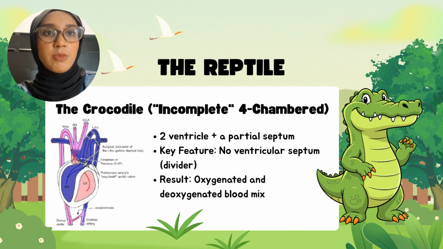It has a special adaptation, often called the foramen of Panizza. This allows the crocodile to intentionally shunt blood and bypass the lungs while it is diving underwater. So, while it can separate blood like a mammal, it chooses to mix it to save energy when holding its breath.